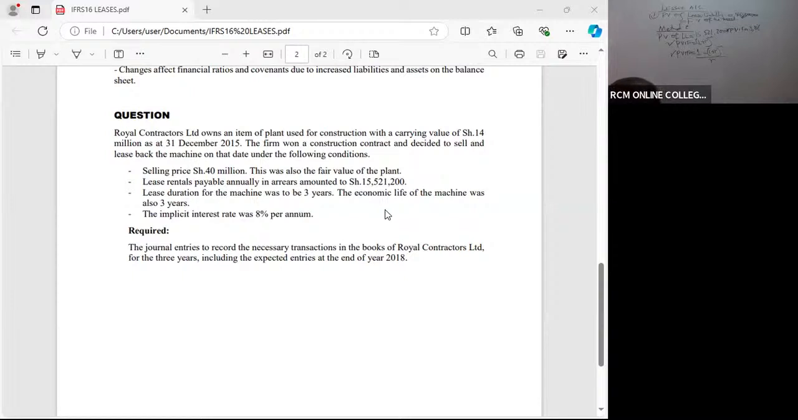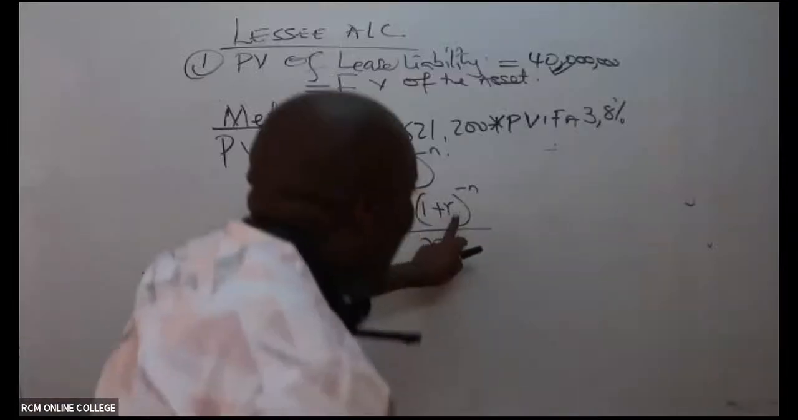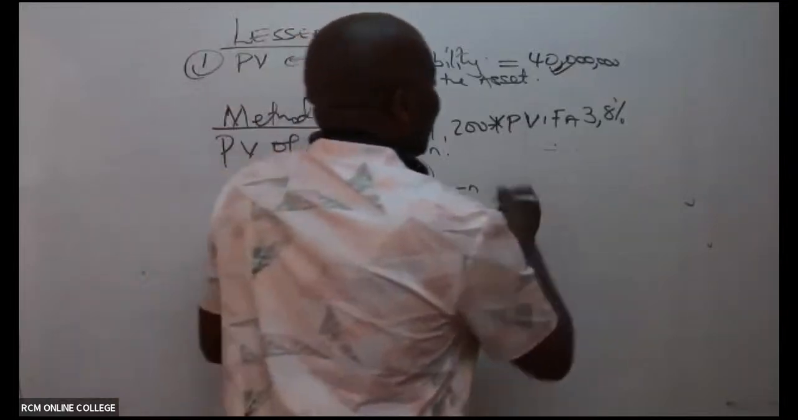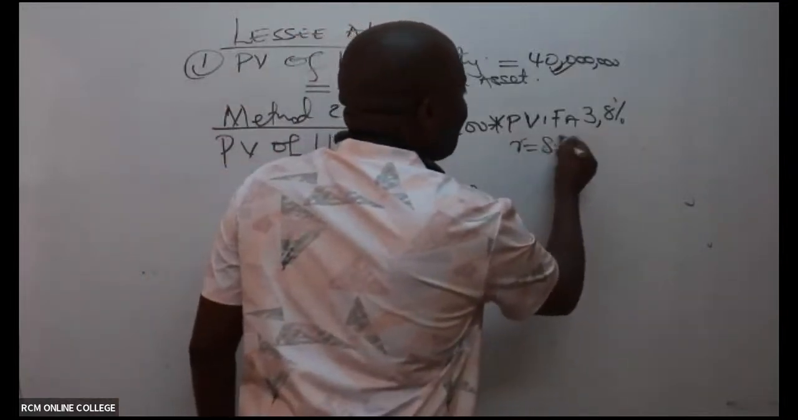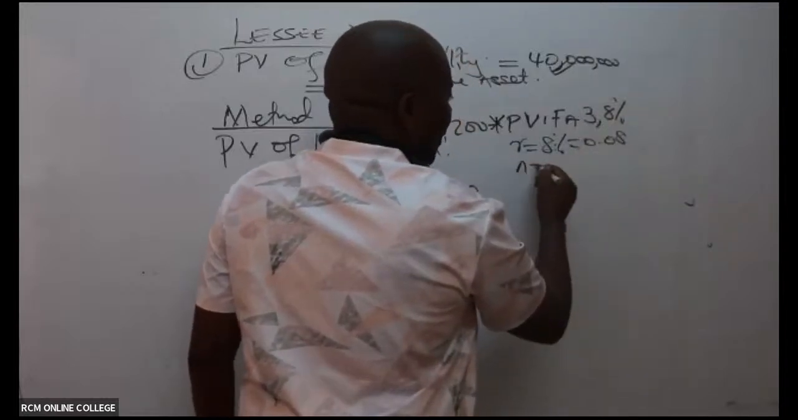This is our first question, remember. Everything simplified. The most important thing is that we're going to have this for 3 years, and the implicit rate of interest is 8%. The rate of interest is our cost of capital, our required return. This is R. So R is 8%, which is the same as 0.08. And then, of course, we have N as 3.